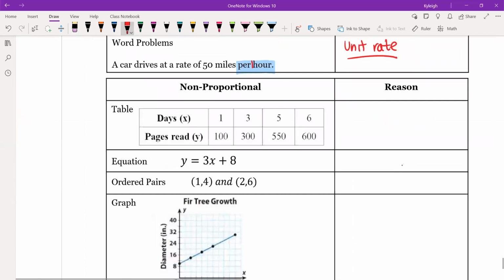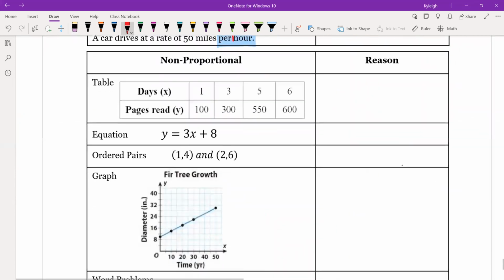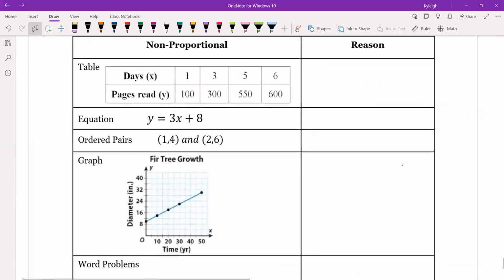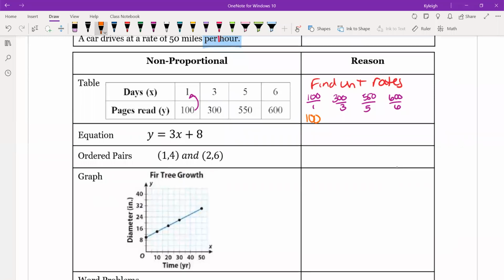So now that you know from each one how they are proportional, let's figure out how they're not proportional. So I want you to try to find the unit rate of this whole table. So find the unit rate for me now. Okay, so take a moment, find the unit rates for each one of those. Hopefully you did. 100 divided by 1 is 100. 300 divided by 3 is 100. 600 divided by 6 is 100. But 550 divided by 5 is 110.